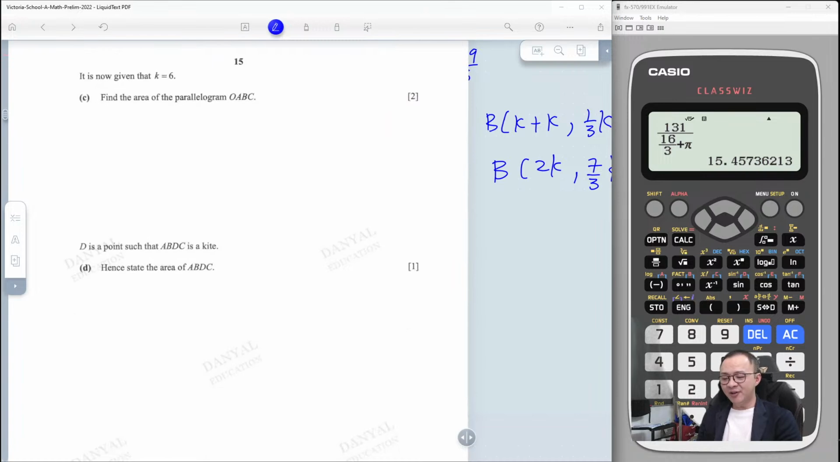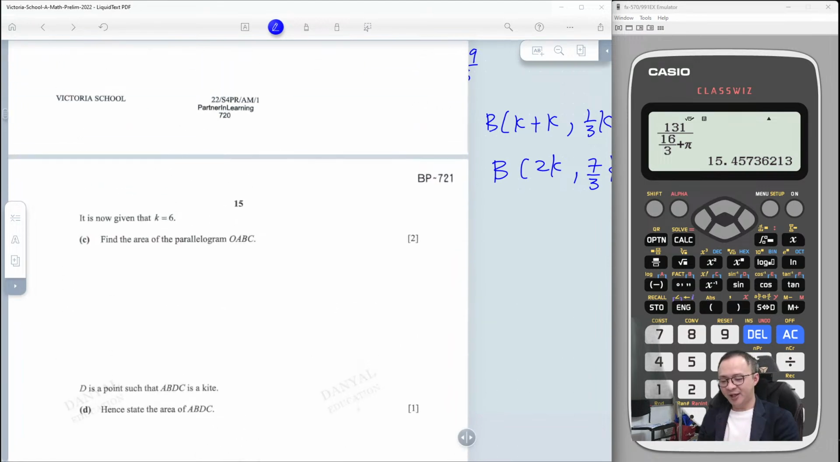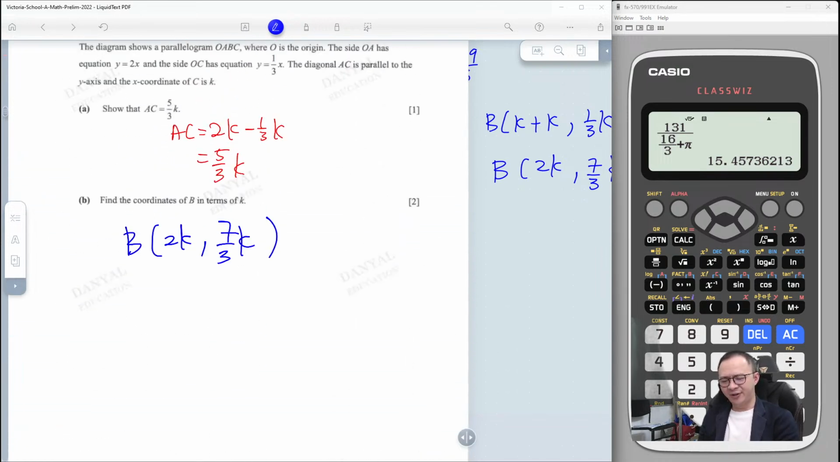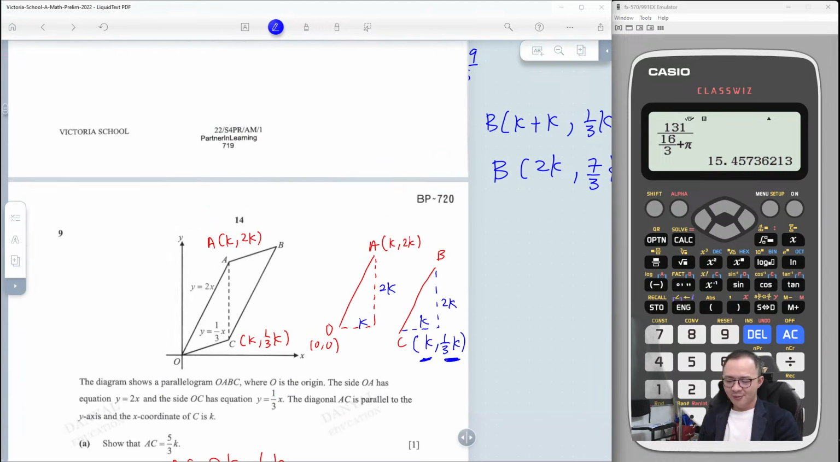Okay, it's now given that k equals 6. Find the area of the parallelogram. D is the point such that ABCD is a kite. State the area of ABCD. Alright, a lot of areas to do. Never mind. We substitute the 6 first.